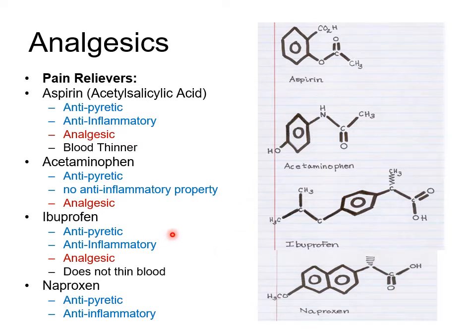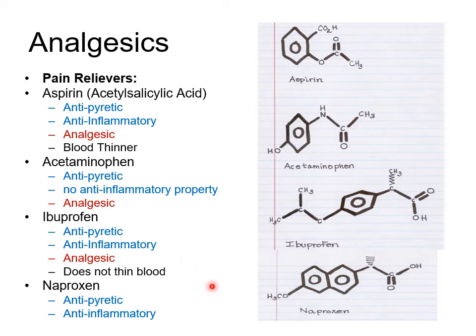Ibuprofen is an antipyretic as well. It's anti-inflammatory and analgesic, but it's not a blood thinner, unlike aspirin. And here's the structure of ibuprofen. You'll notice there's a chiral center. If you go to the store and buy the cheap ibuprofen, if I'm not mistaken, it actually comes as a racemic mixture, which is why it's cheaper to buy it at the store.